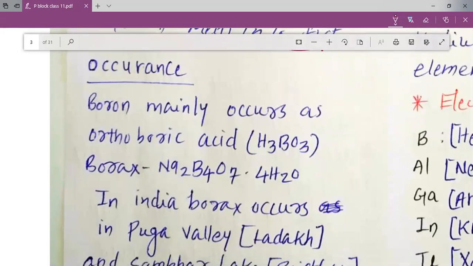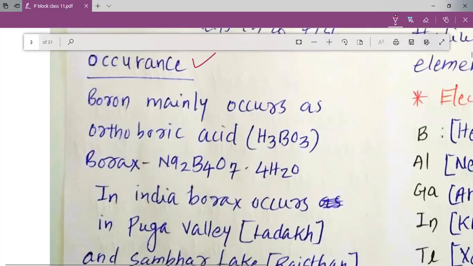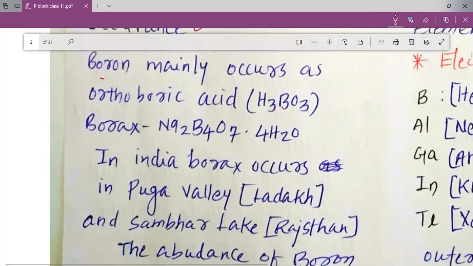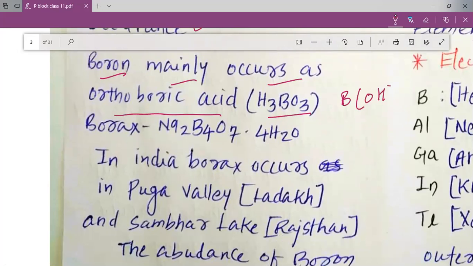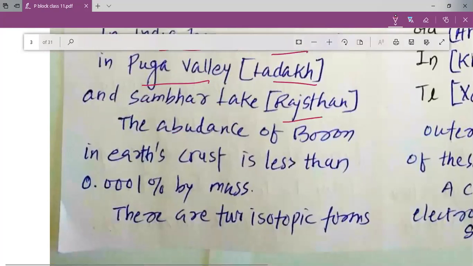Now let us understand the occurrence, how these elements are found in nature. Boron mainly occurs as orthoboric acid, H3BO3. This H3BO3, my dear students, you can even write as B(OH)3. So H3BO3 is nothing but B(OH)3. It is also found in the form of borax, Na2B4O7·4H2O or sometimes 10H2O. In India, borax occurs in the Puga valley, that is Ladakh, and in Sambhar lake, that is Rajasthan.